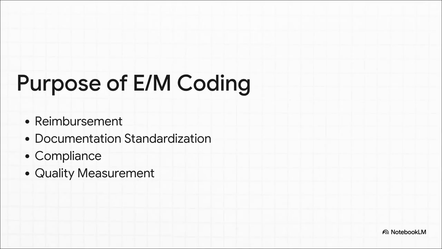There are really 4 main pillars driving why we do this. Reimbursement is the most obvious one, right? It dictates how providers get paid for their time and decision-making. But honestly, it goes so much deeper than that. Correct application of these codes ensures your documentation is standardized across every single specialty. It guarantees compliance by proving medical necessity. And finally, these codes are heavily used in value-based care models to measure provider performance and patient outcomes. It's this entire ecosystem, and it all relies completely on your accuracy.